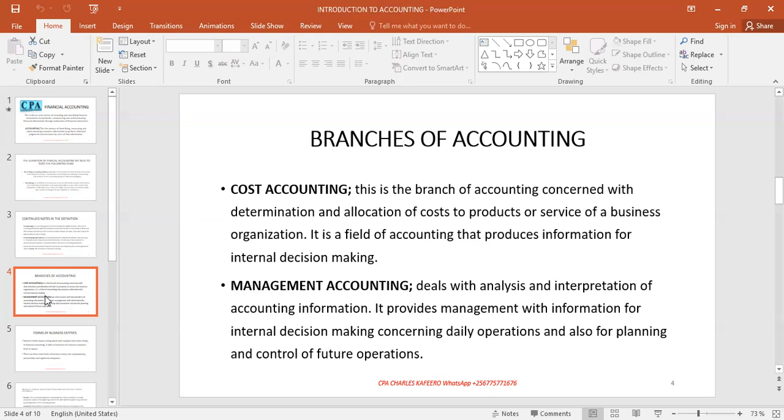You can even talk about the users. Cost and management accounting are used internally, but the financial accounting statements, some of them are used externally. Those are some of the differences. Even how they are prepared: financial accounting has its own formats which you are supposed to follow when preparing financial statements, which is not the same for cost and management accounting. You can even base it on the period at which these are prepared. So the differences are always there.